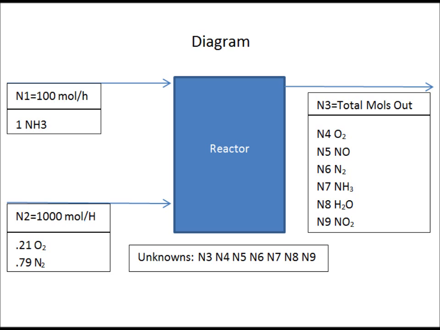The reason we have an N3 is that some of our equations are expressed in terms of the total number of moles out. Since we don't want one variable multiplied by another in order to solve the problem, I have broken this up into separate variables. You'll see that this makes the math a lot simpler, even though this is a slightly strange way to write out the problem. What we have for our unknowns are N3, N4, N5, N6, N7, N8, and N9, and all of our equations will be in terms of these variables.